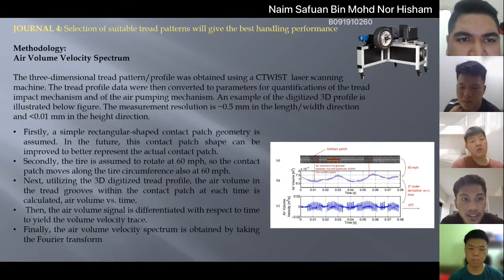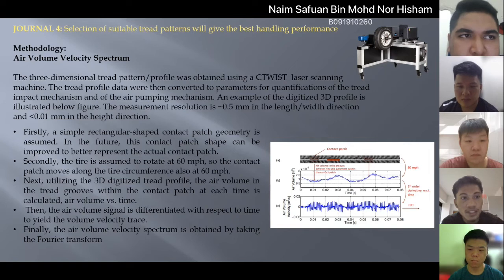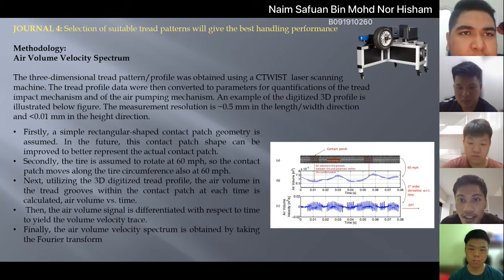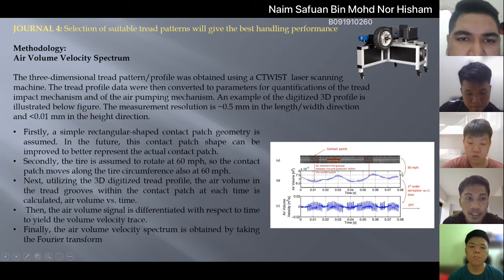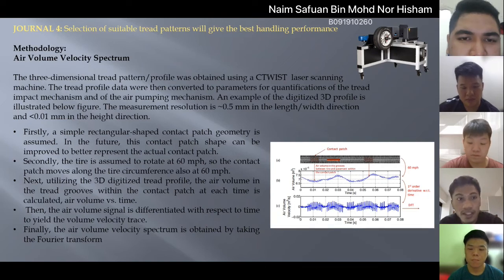We go to Journal 4, the title of which is Selection of Suitable Tread Pattern to Give the Best Handling Performance. For the journal, they use the three-dimensional tread pattern. The profile was obtained using a C-Twist laser scanning machine, as shown in the diagram. The tread profile data were then converted to parameters for quantification of the tread impact mechanism and of the air pumping mechanism. An example of the digitalized 3D profile is illustrated in the figure below.